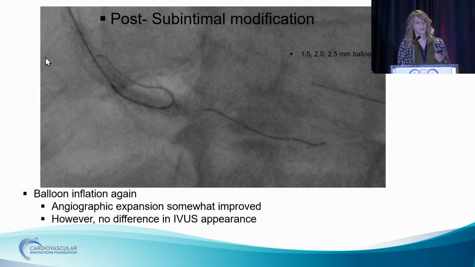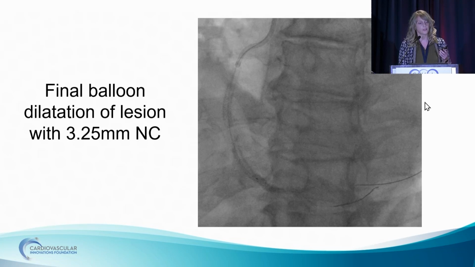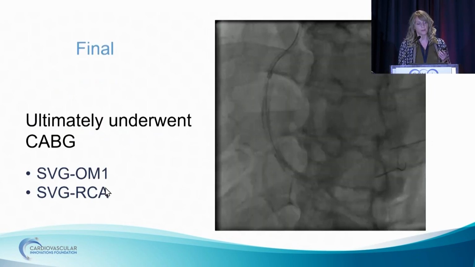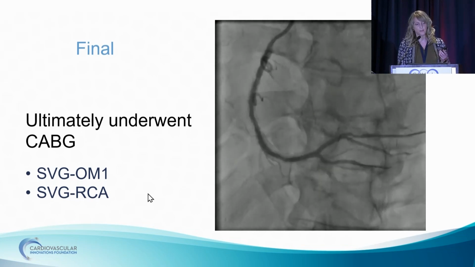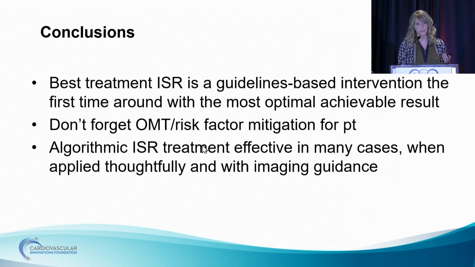Still no improvement. Here's a wire in the subintimal space, did some ballooning there for plaque modification, still no change on the IVUS. Tried to actually go subintimal and re-enter with a Stingray balloon that you see here, but there was a lot of distal stent and it just proved to be not possible. So did some further NC dilatation. IVUS doesn't look a whole lot better, maybe a tiny bit better. And this patient ultimately went on to have bypass surgery, which is the outcome you ideally don't want for your patient.